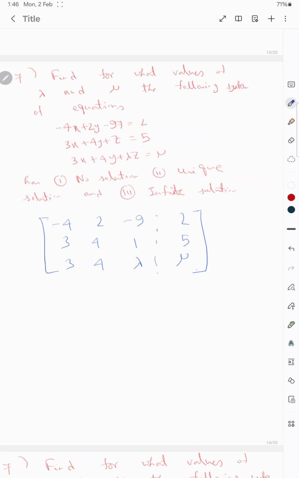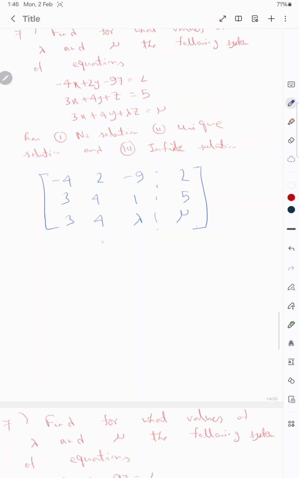Now after that step you apply your row column operation, in echelon form you can find or anything. In this way you finally try to get some zero type of row at the last. So for example if you have -4 2 -9, just do the last one, you see these two elements will be 0, so you have r3 dash will be r3 minus r2, so you have 3 4 1 5, 0 0 lambda minus 1, mu minus 5.